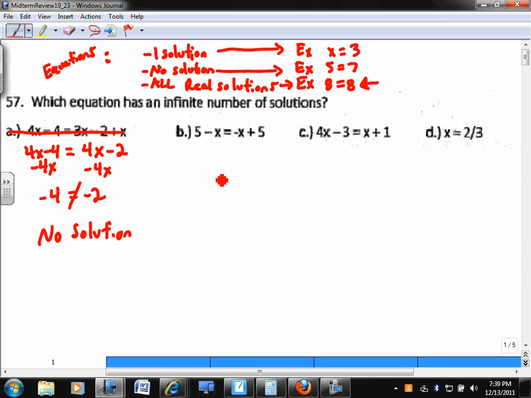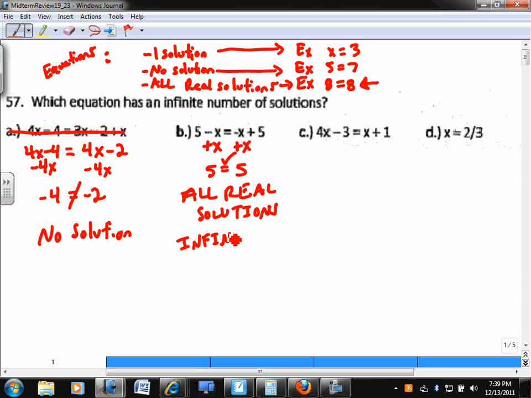Okay, B. What do we want to do? We want to get our variables on one side. So let's add x to each side. We end up with 5 equals 5. Well, 5 is always 5. So this is all real solutions. All real solutions. This is what we were looking for.